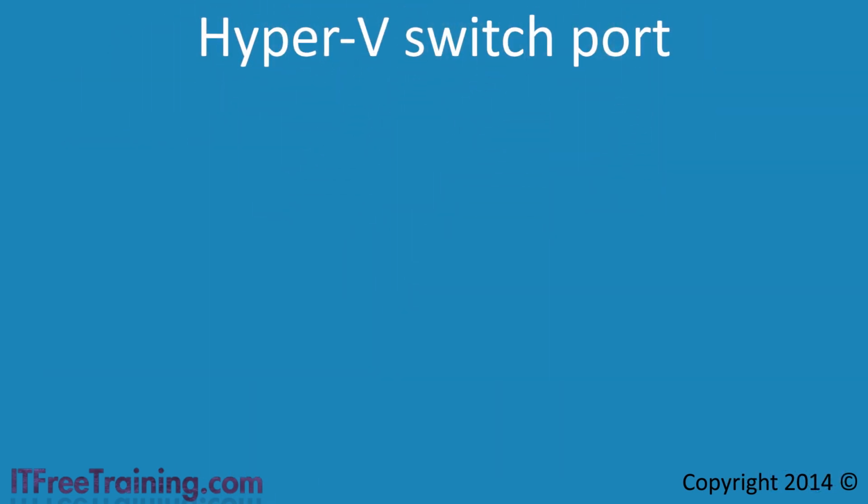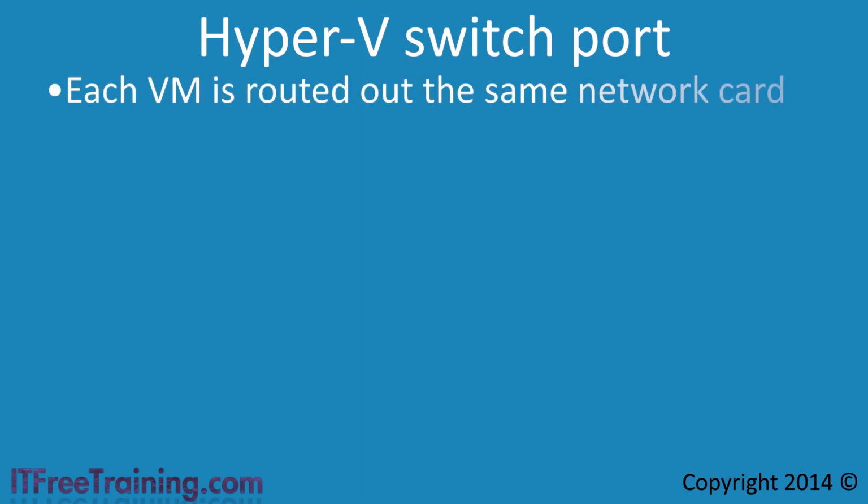To address these issues, the next algorithm, Hyper-V switchport, can be used. To some degree, Hyper-V switchport provides load balancing for incoming traffic. Unfortunately, it is aimed at virtual machines using Hyper-V, so it is limited to where it can be used. Essentially, each virtual machine has its traffic routed out the same network card. This is for incoming and outgoing traffic.